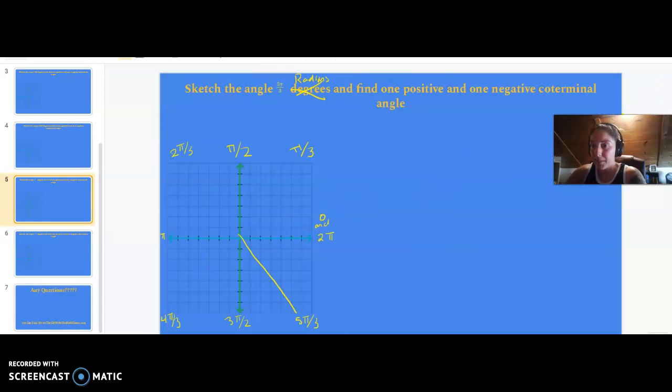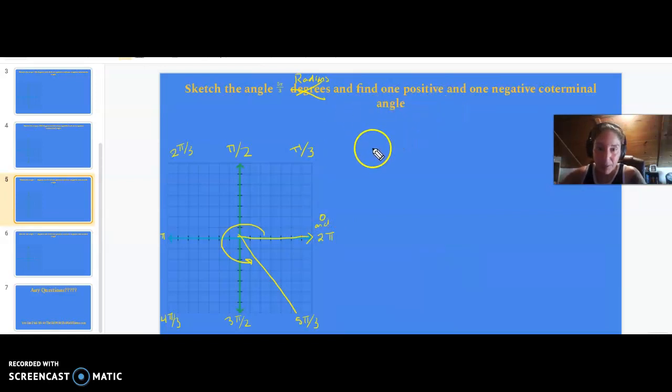So 5/3 is here. Let me erase everything else that's not that, and let me put in our arrow. So this was our initial side, and that revolution there will put us at 5 pi over 3. So that's our sketch of 5 pi over 3. Find one positive and one negative coterminal.